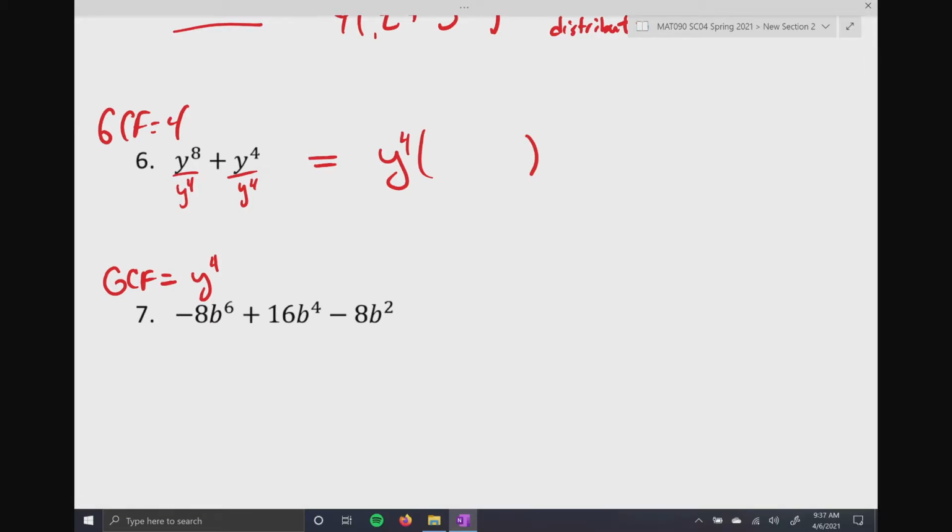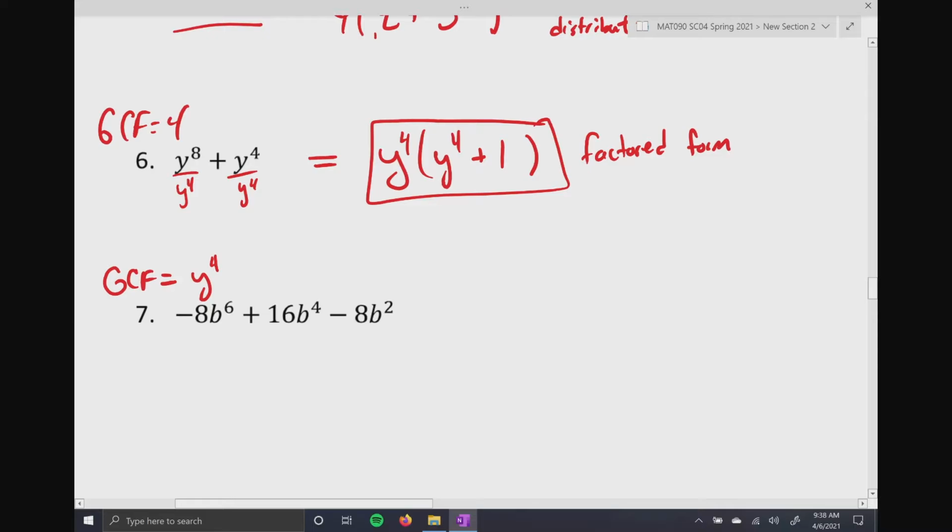This is why we need chapter 12, because you got to know how to divide this. Y to the eighth divided by y to the fourth. What is that? What is y to the eighth divided by y to the fourth? 8 minus 4. Perfect. When the bases are the same, you subtract the exponents. 8 minus 4 is 4. Put a plus sign. For the second term, y to the fourth divided by y to the fourth is y to the 0 power. But what is y to the 0? 1. Very good. There's your factored form.